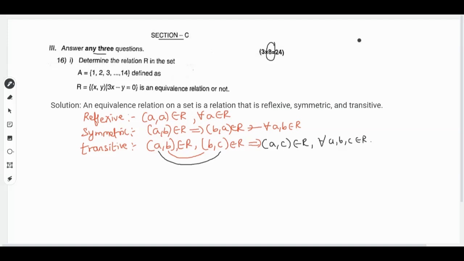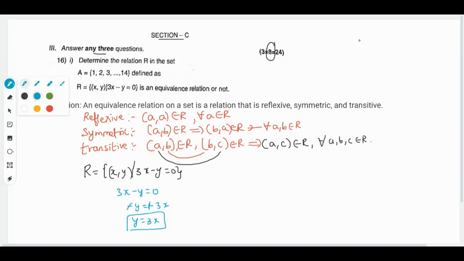So now they have given the relation R as (x, y) such that 3x minus y equals 0. That means if you consider 3x minus y equals 0, then minus y will be minus 3x, minus and minus get cancelled, you get y equals 3x. So now substituting the values for x, we can get the different values of the given relation.